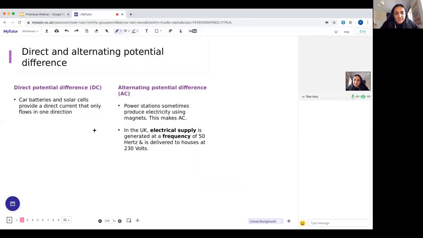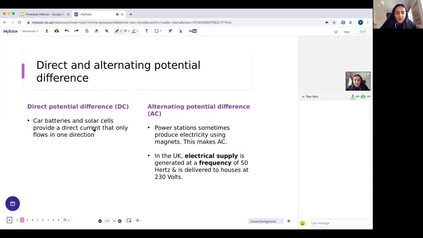The first thing that we need to know about is direct and alternating potential difference. You might have heard it called AC and DC. DC is the direct version and AC is the alternating version. In your exam board, it's referred to as direct and alternating potential difference, but the abbreviation that we use is DC and AC. Although DC stands for direct current and AC stands for alternating current, it's important to call them direct potential difference and alternating potential difference. So there are two types of potential difference that we can have.